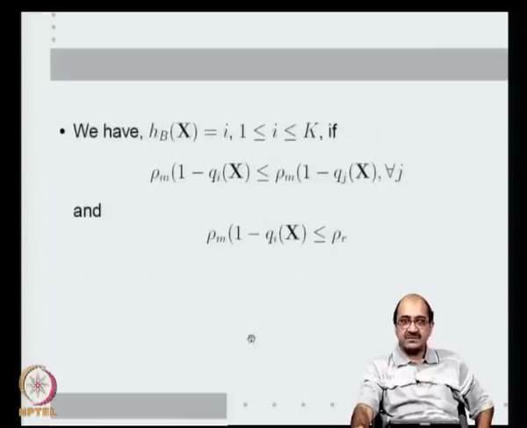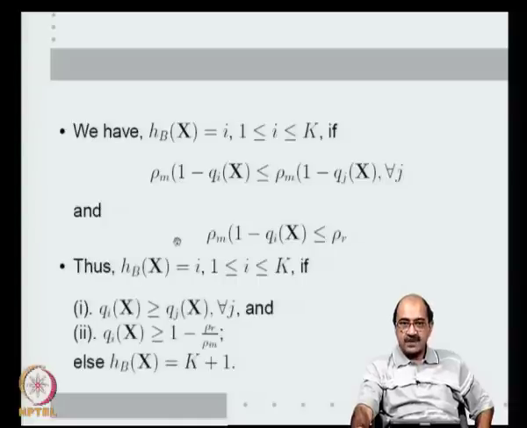So, let us simplify this. The base classifier will now say a class label I if rho m into 1 minus q I x is less than rho m into 1 minus q j x for all j, as well as rho m into 1 minus q I x is less than rho r. In the first inequality, I can cancel rho m from both sides, and it becomes q I greater than or equal to q j. Let us simplify the second also. I will bring rho m to this side: 1 minus q I is less than rho r by rho m, or if you bring q I the other way, q I is greater than 1 minus rho r by rho m. So, if both these conditions are satisfied, then I can call a class I.